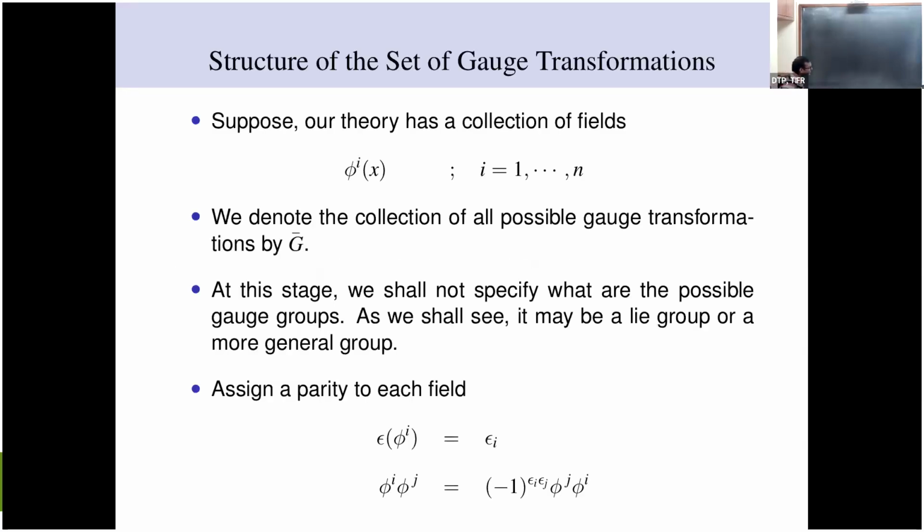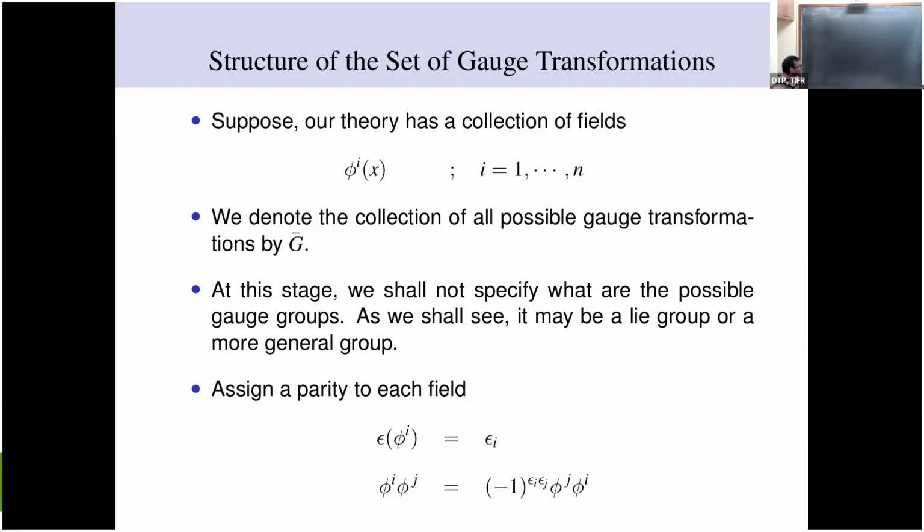So let's start. Suppose our theory has a collection of fields, say phi I, where this I is a very generic index, so it could be a space-time index or some internal index, a spinor index, whatever is in our system. Let's denote the collection of all possible gauge transformations by G bar. At this stage, we shall not specify what the possible gauge groups are, or what the form of this G bar is. As we shall see, it may be a Lie group or a more general group.